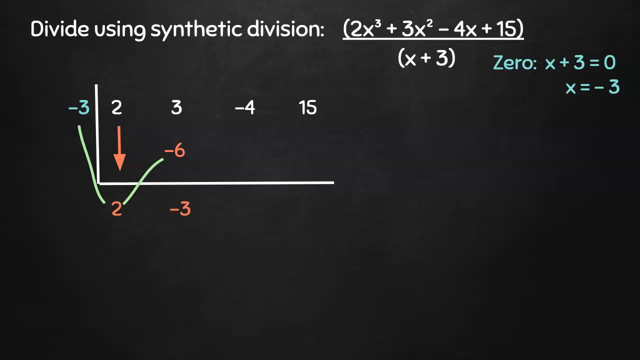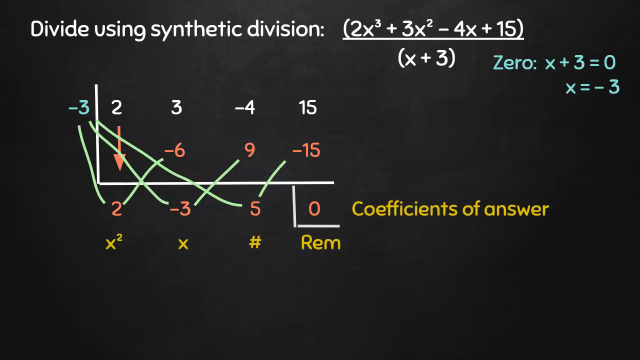Add going down. We're going to multiply, which gets us 9. Add going down. I'm going to get 5. Multiply with that negative 3. Write my answer. And now remember that we're always multiplying by that negative 3 on the outside. So add going down is going to get me 0. So these are my coefficients of my answer with my remainder.